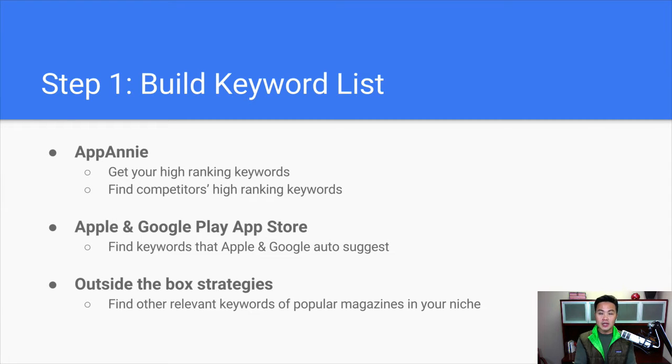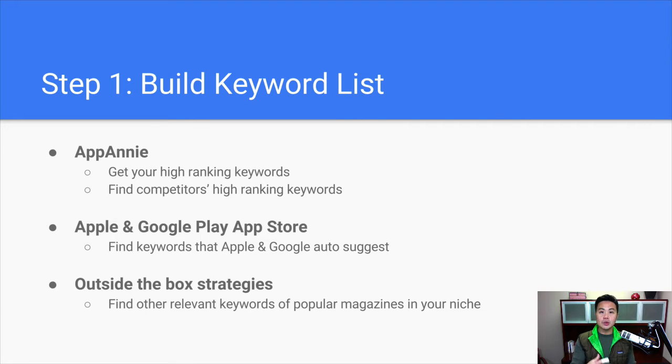So a few tools that I like to use, App Annie is one. Unlike other tools, App Annie will actually tell you an app's highest ranking keywords. So you can put in your app, you put in your competitor's app, and it'll spit out all the keywords that you rank really well for.